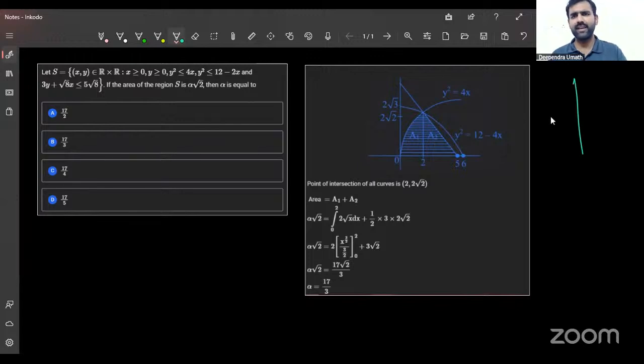So far what I can clearly deduce is one of the parabolas will look like this, and the other parabola will look like this. Now, with that, when I continue further, what do I see? This is the region we are talking about now.